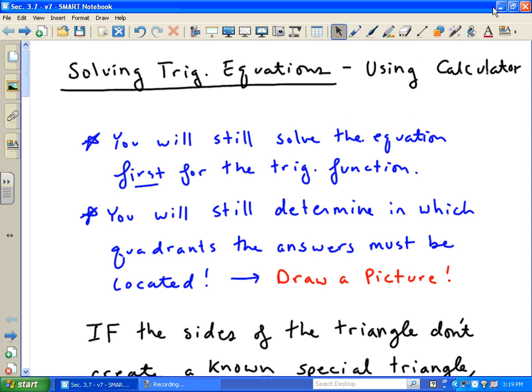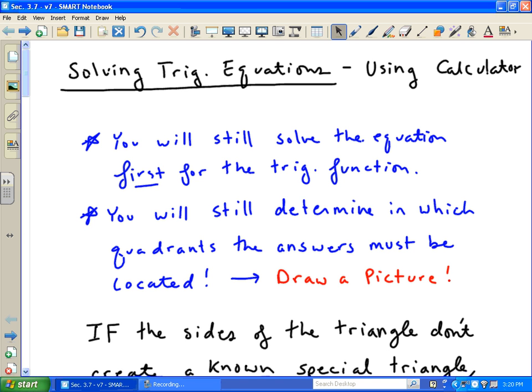I would now like to look at an example of solving trig equations where you have to use your calculator. You may want to pause this video at points so that you can take notes. First of all, I want to emphasize that you still have to solve the equation first for the trig function, and then you still need to determine which quadrants the answers must be in, and to do this you need to make sure you draw pictures.